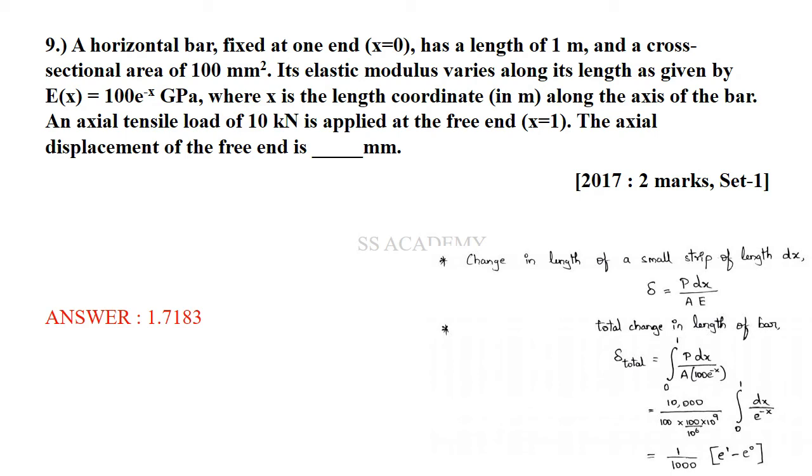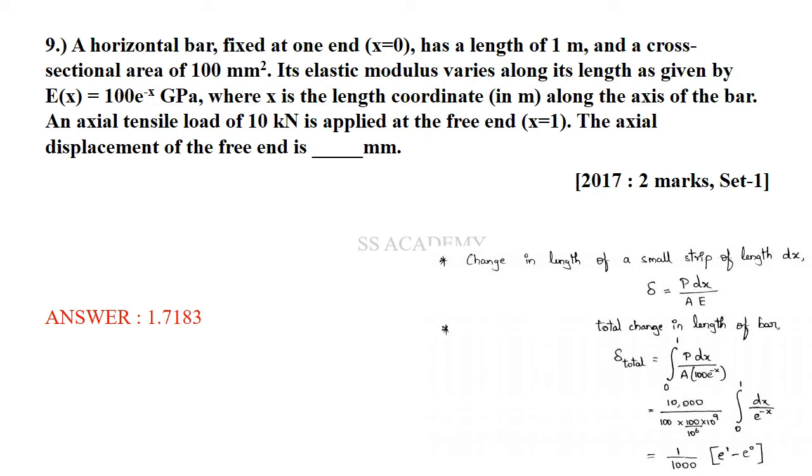So total change in length of the bar is given just by integrating. So del total is equal to integrating from fixed end to the free end of 1 meter, P into dx by AE. This is meter, so all values should be represented in meters. We know that the load is constant and the area is constant. So P is 10 kilonewton, so it is 10,000, and area you can see as 100 millimeter square. So this comes out to be 100 by 10 power 6 gives the value in meters. So 100 by 10 power 6, and here it is 100.